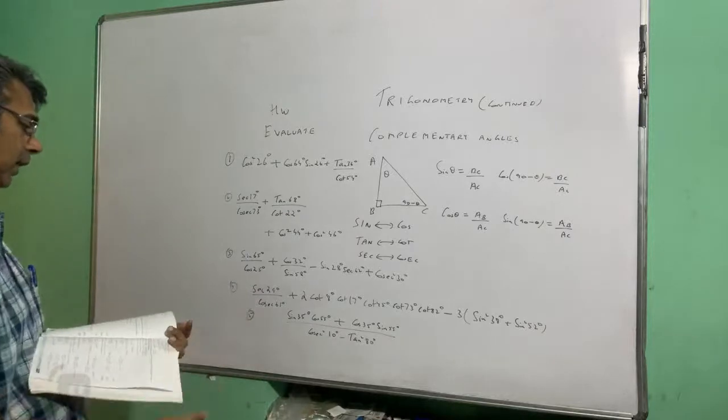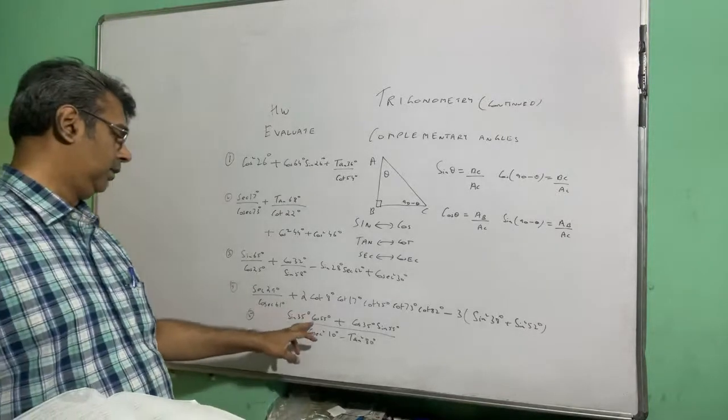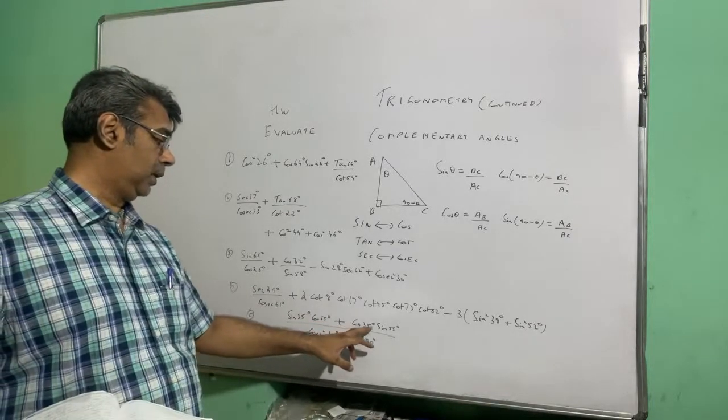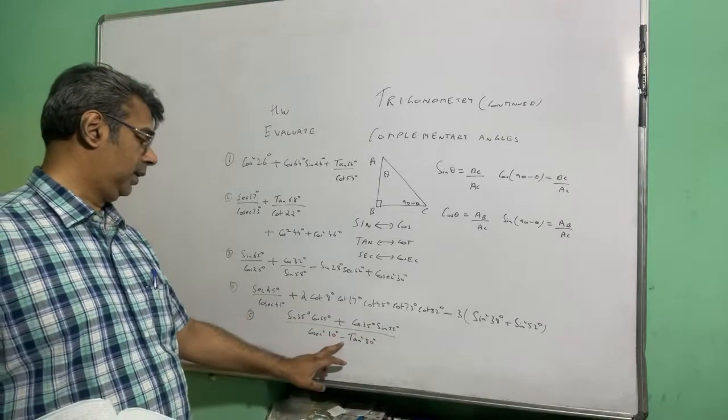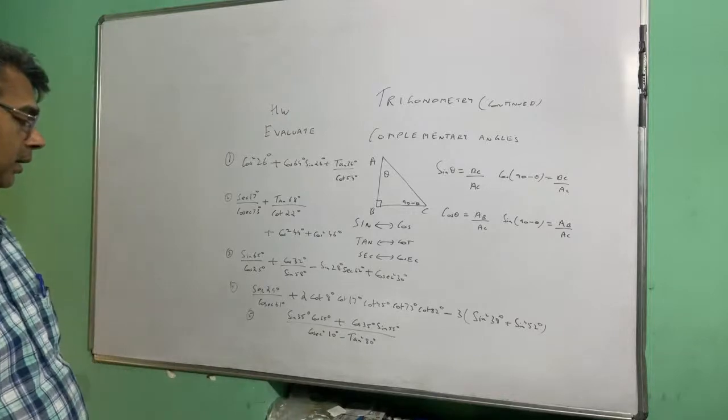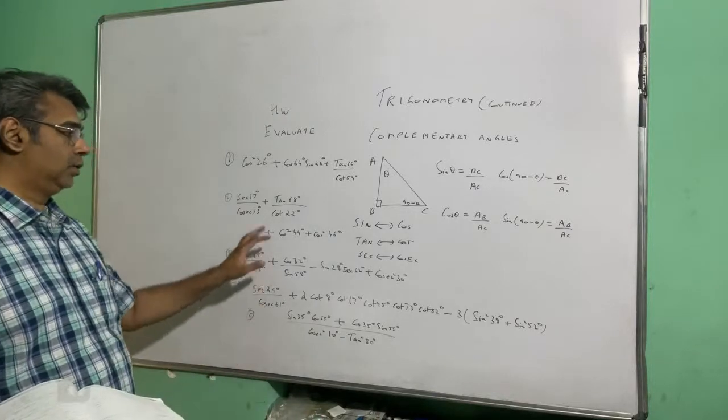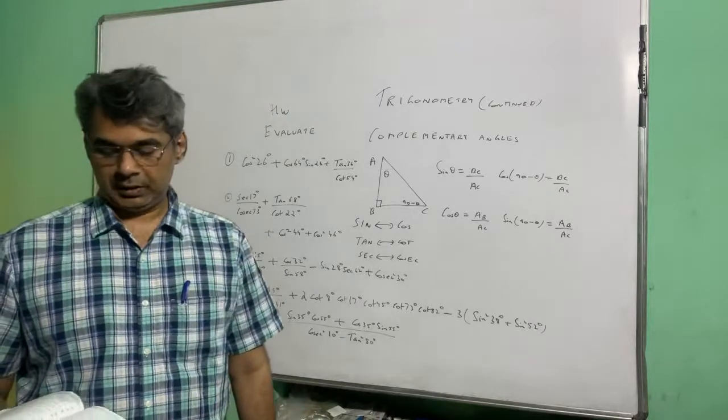Then question number 5, sin 35 degree cos 55 degree plus cos 35 degree sin 55 degree plus cosec square 10 degree minus tan square 80 degree. This is question number 5. So these are the 5 homework questions.